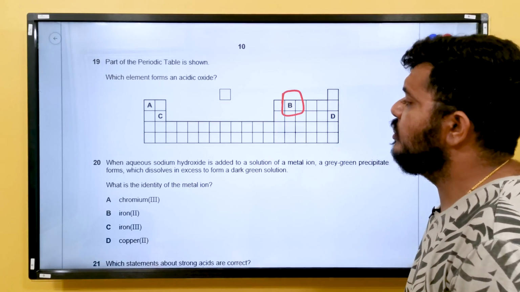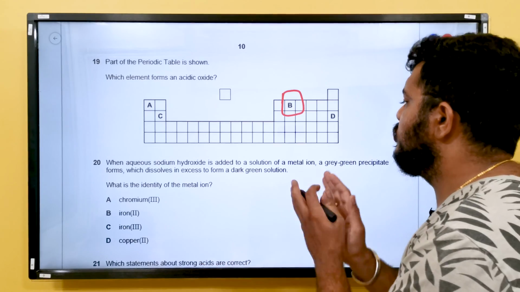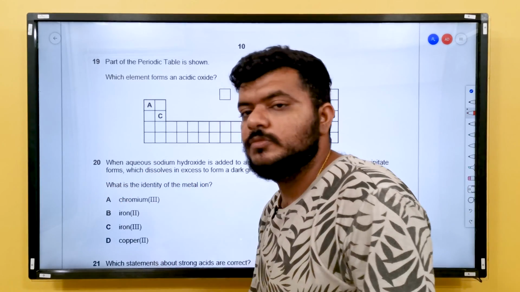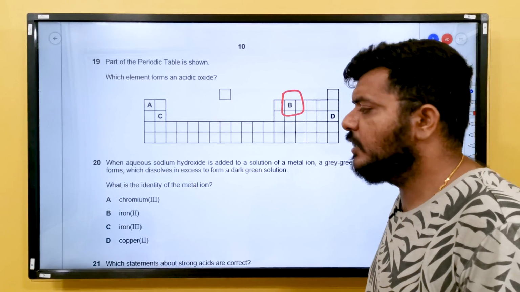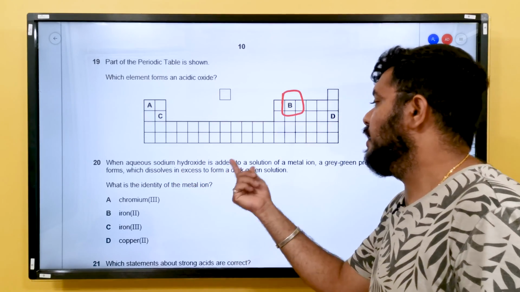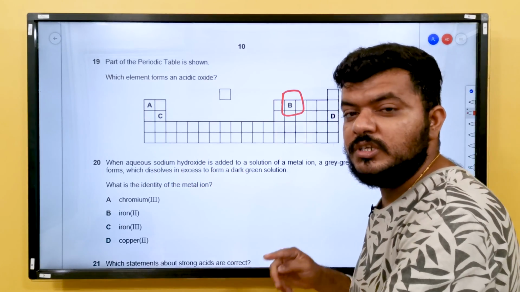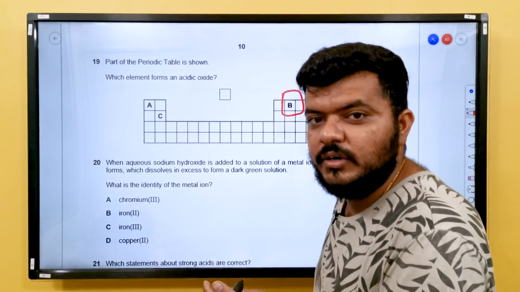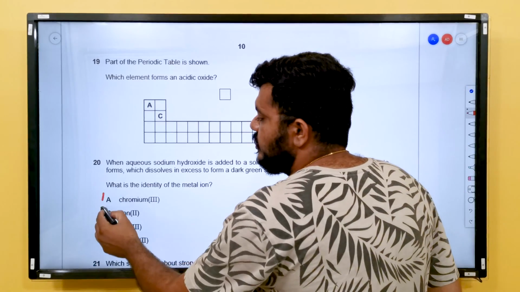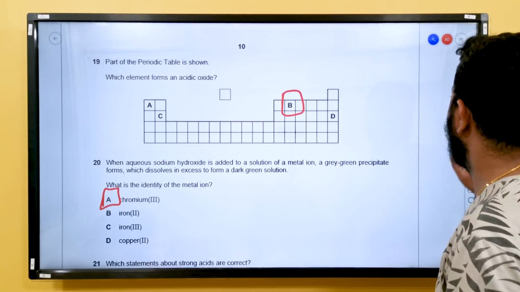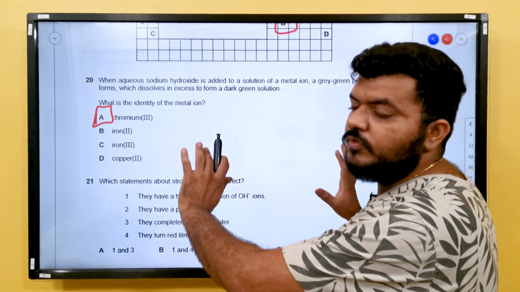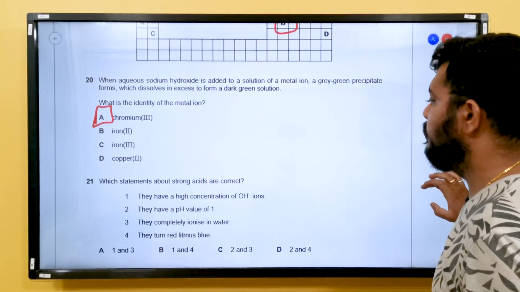When aqueous sodium hydroxide is added to a solution of metal ion, a grey-green precipitate forms. What is this grey-green precipitate? We don't know. Which dissolves in excess to form dark green solution. Dark green solution dissolved in sodium hydroxide in excess is nothing but chromium. So your correct answer is chromium 3. The valency of chromium ion is 3. Remember that this is a test for chromium and you have to remember this.